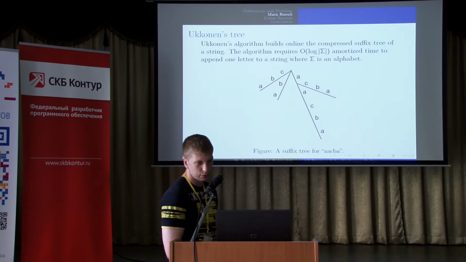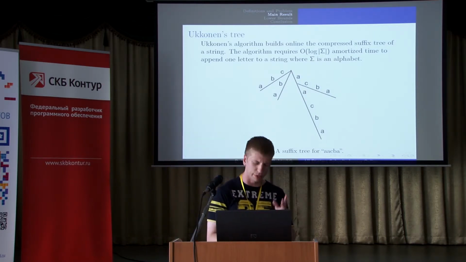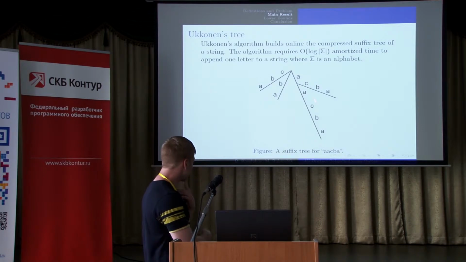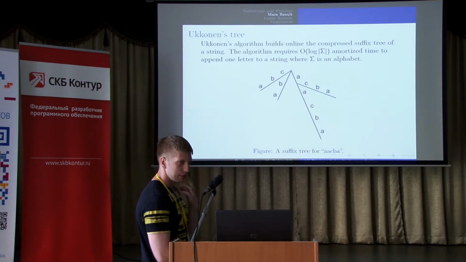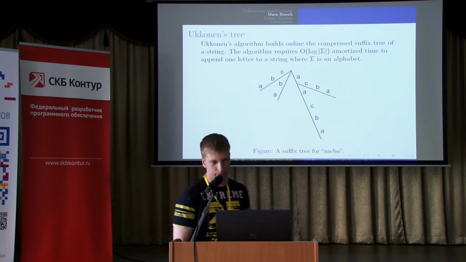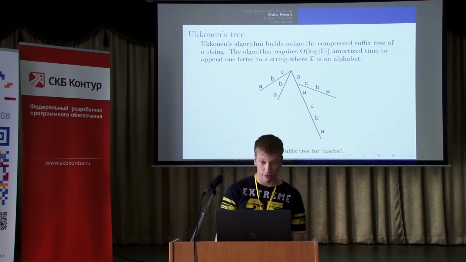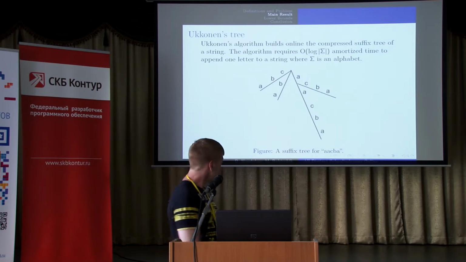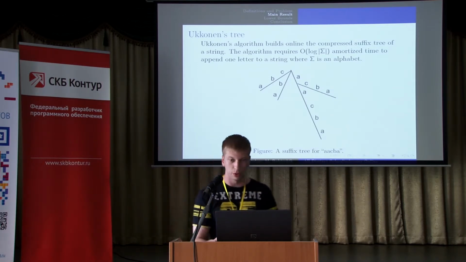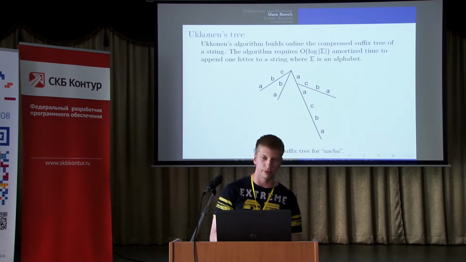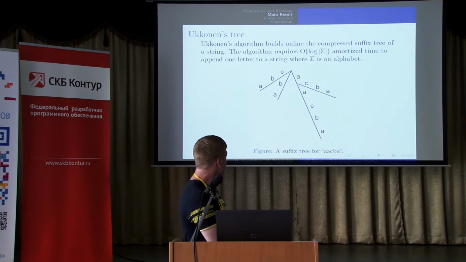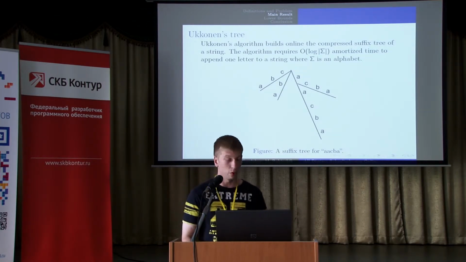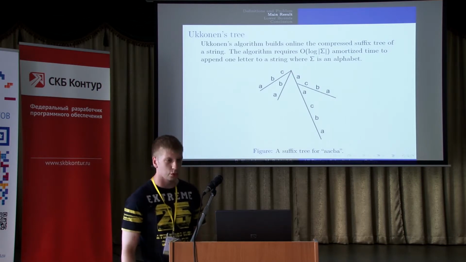Ukkonen's algorithm builds online the compressed suffix tree of a string. Compressed means that on this edge there are no vertices here, here, and here. This is one edge. This means a compressed suffix tree. And Ukkonen's algorithm builds online the compressed suffix tree, and one step of Ukkonen's algorithm requires O(log sigma) amortized time in the case of an ordered alphabet, or O(sigma) in the case of an unordered alphabet.